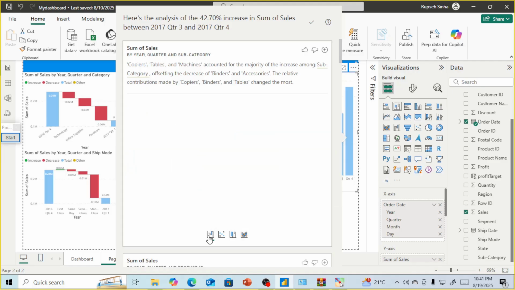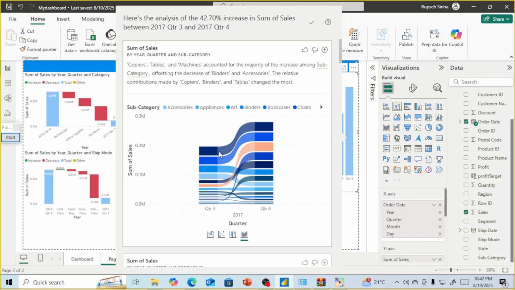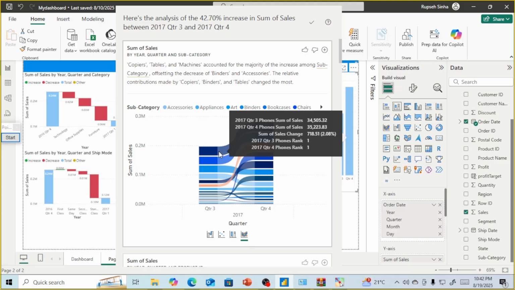Let us come back to this. And can you see here? Copiers, tables, machines, storage, their sales have increased, and binders, you see, it has given negative sales. So using different types of charts, very easily we will be able to understand what is happening.